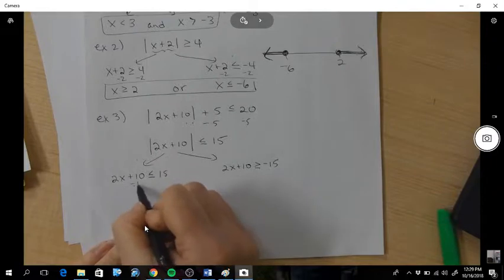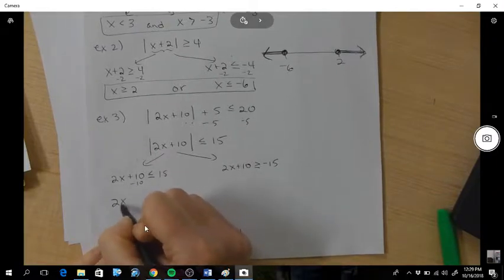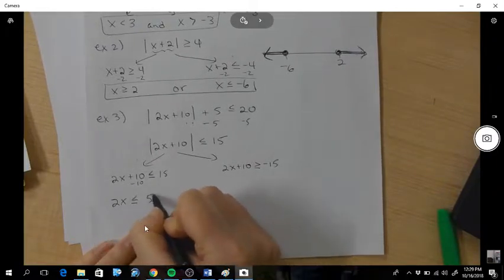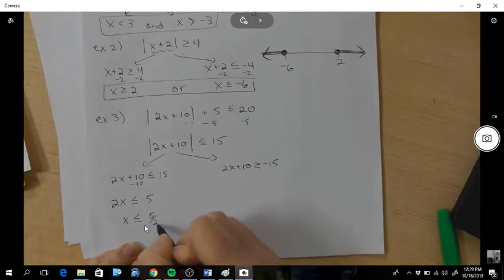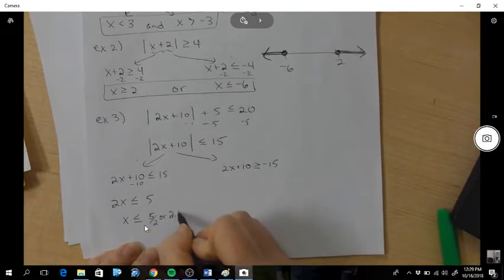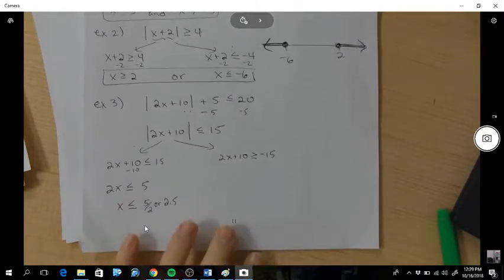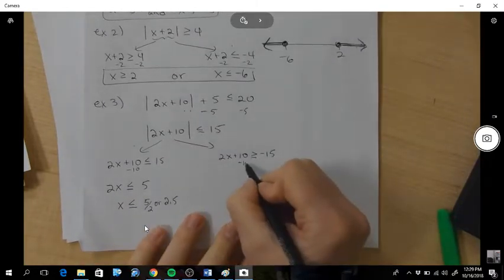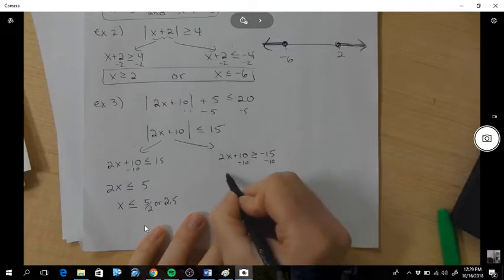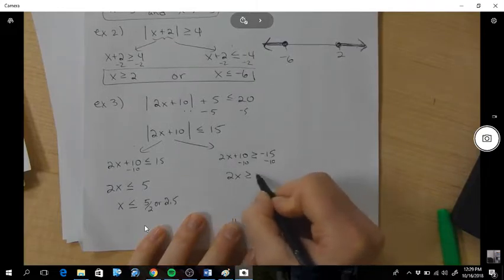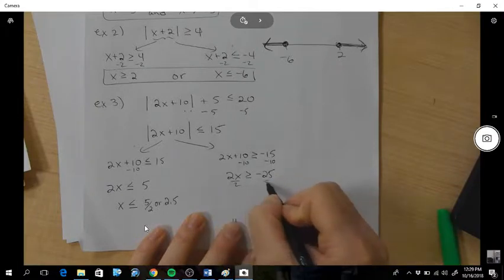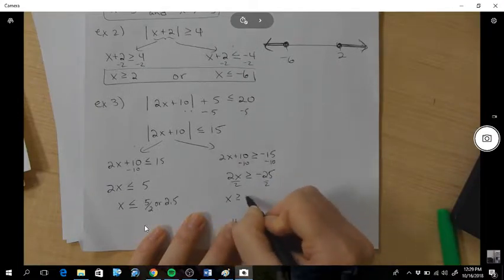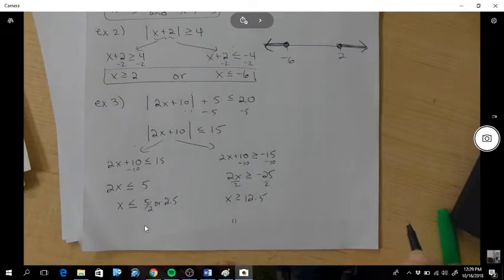So I'm going to take away 10. 2x is less than or equal to 5. x is less than or equal to 5/2, or 2.5. Here I'm going to take away 10. So 2x is greater than or equal to -25. And then divide by 2, so x is greater than or equal to 12.5.